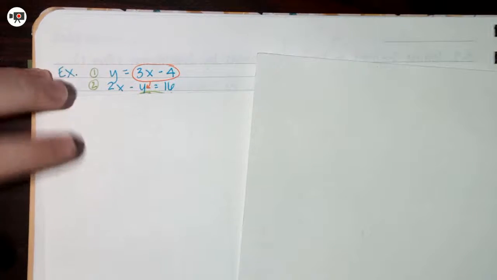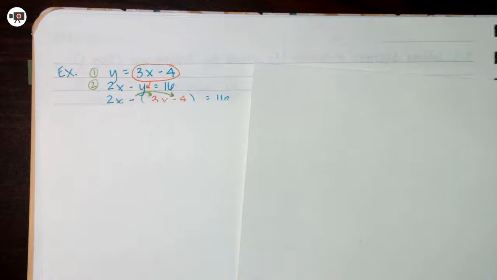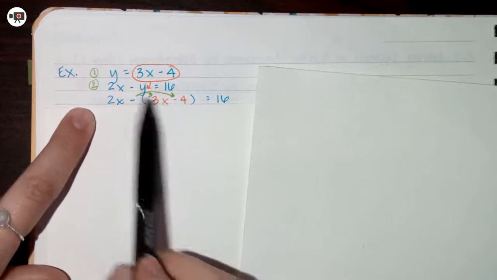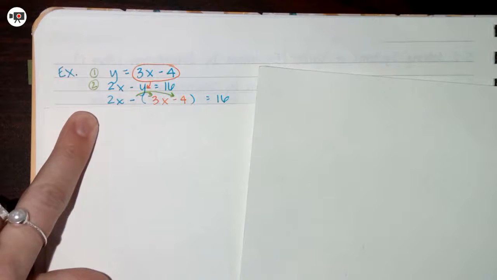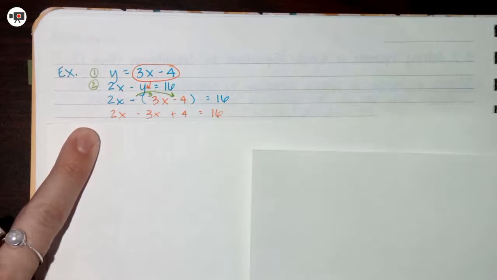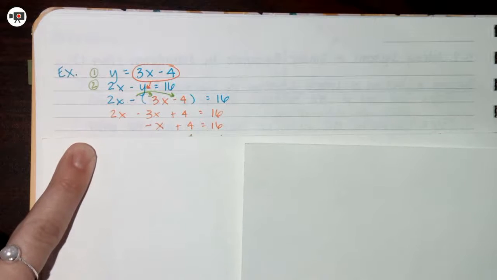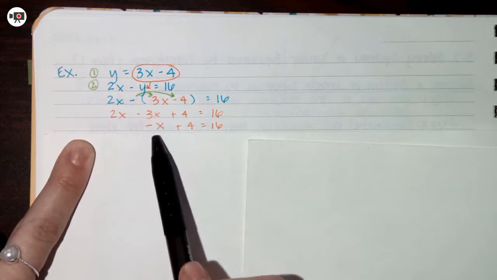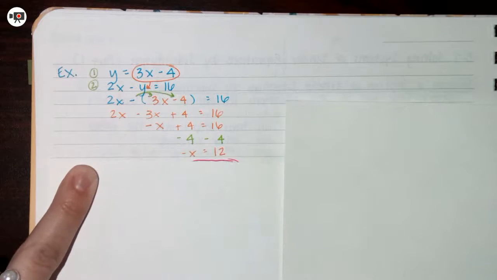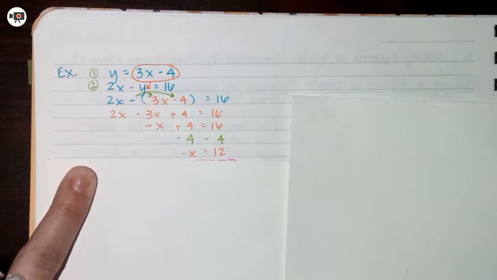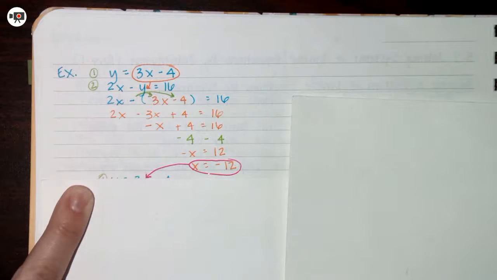where I have y equals 3x minus 4 and 2x minus y equals 16. My first equation is a y equals, so I'm going to plug that into my second one for y. So I get 2x minus (3x minus 4) equals 16. Now I'm going to solve for x. And so I have 2x minus 3x is negative x, plus 4 is 16. Solving for x, negative x equals 12, so x equals negative 12.